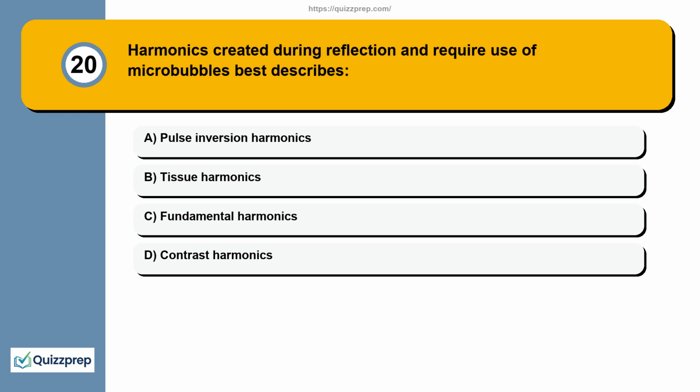Question 20. Harmonics created during reflection and requiring use of microbubbles best describes pulse inversion harmonics, tissue harmonics, fundamental harmonics, contrast harmonics.